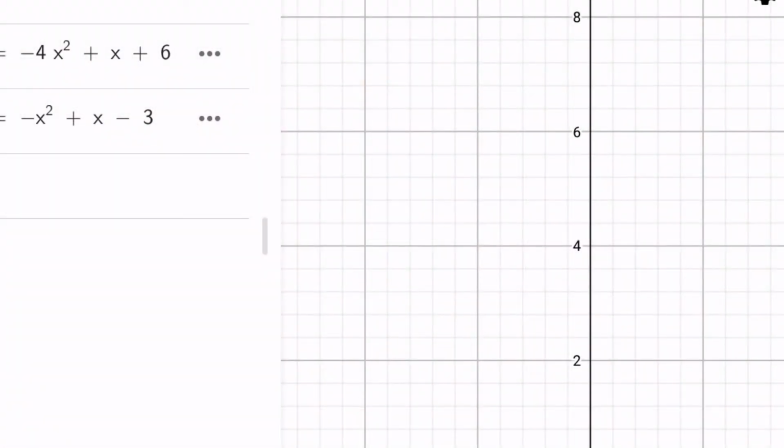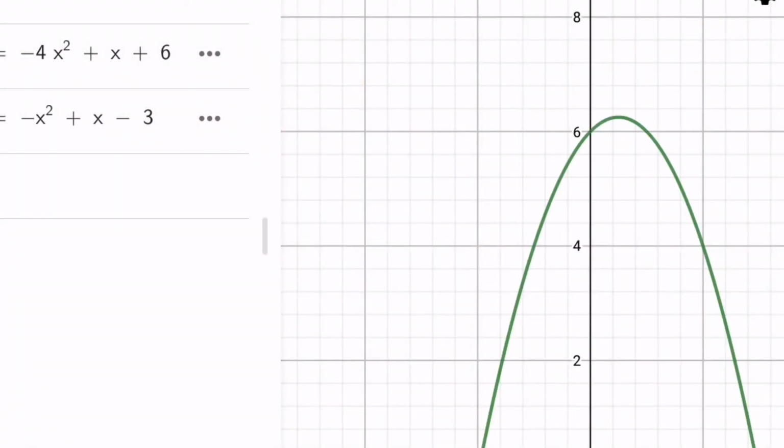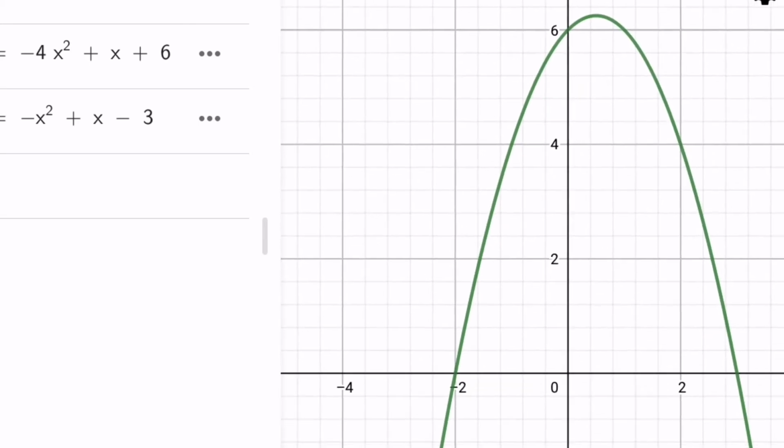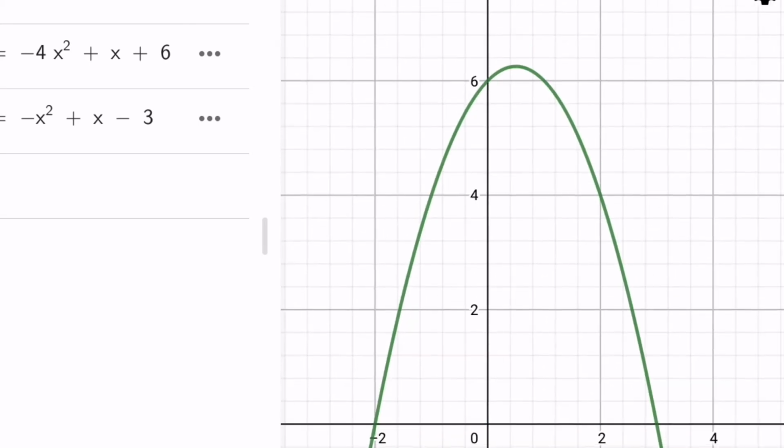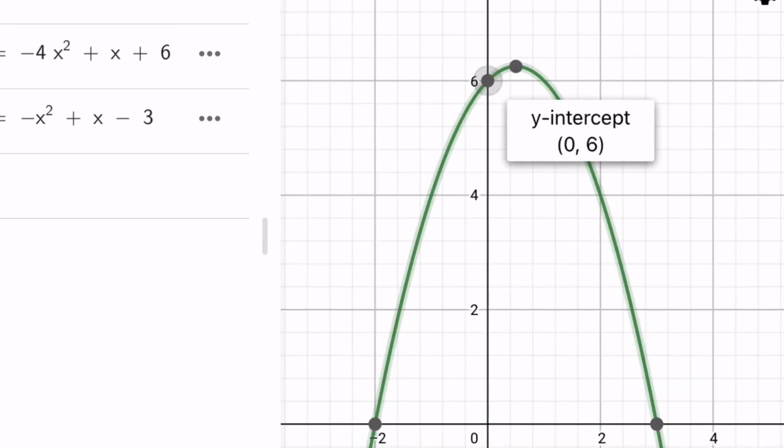So originally the graph is something like this, right? As you can see, the y-intercept is (0, 6), right?